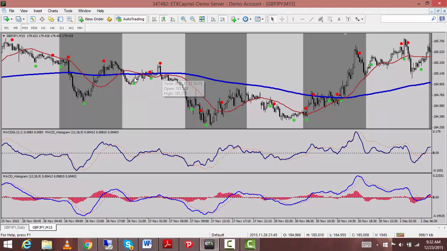So then we go into a bit of a flat session. It's probably not so flat because it is a yen pair, as you can see coming in Asia.